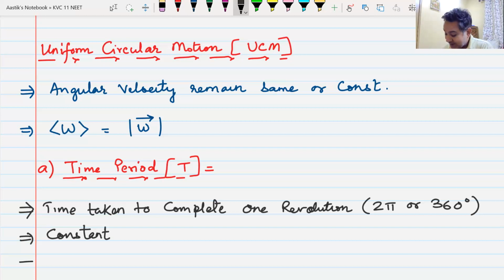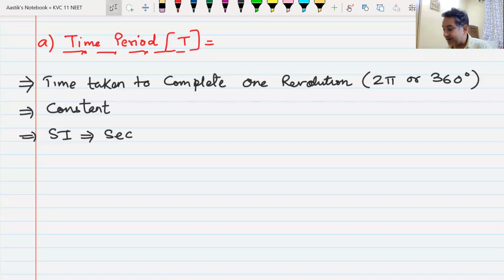What is the SI unit of time period? We don't have to think much about this. It is time, so the SI unit is second. Now, as soon as we hear about the time period, the second thing that automatically comes to our mind is frequency.